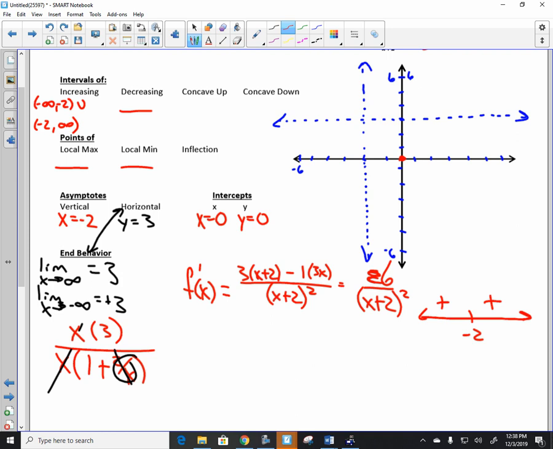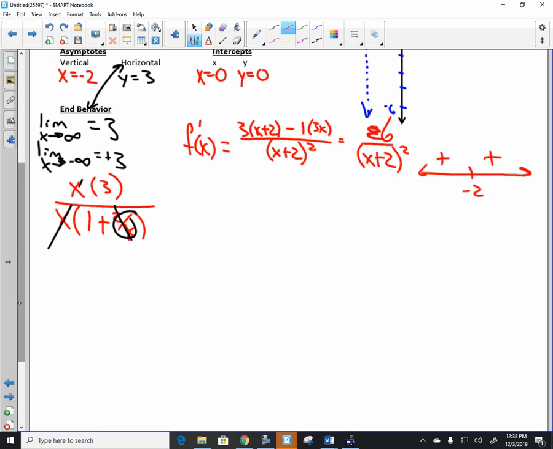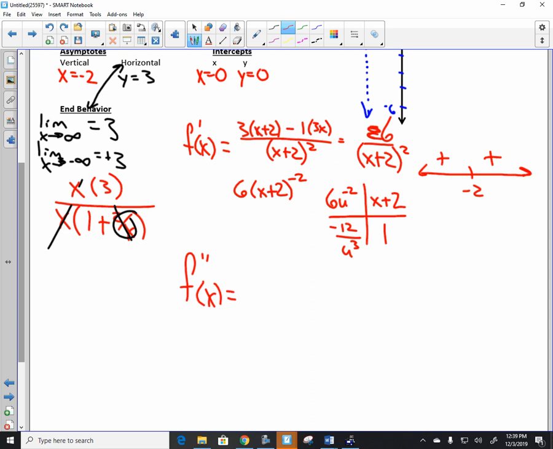What do I have to do in order to find concavity and inflection? Consider the second derivative. What rule do I have to use to find the second derivative? Let's use the chain rule. We have 6 times x plus 2 to the -2, don't we? If you have the chance to use the chain rule, that's a good thing for us. So you have 6u to the -2, and you have x plus 2. The derivative of x plus 2 is 1. So we have f double prime of x equal to -12 over x plus 2 cubed.